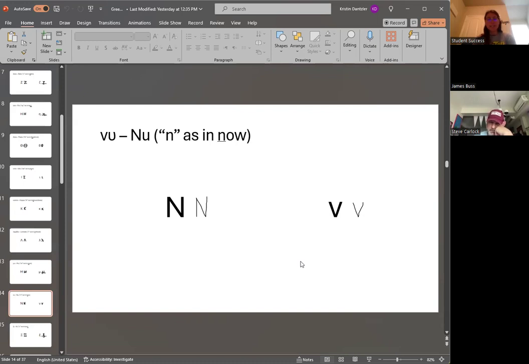Nu is their N. Again, capital letter, I love all these that make it easier for you to remember things. Capital letter looks like our N. Lowercase nu looks like a V. So that'll be something to get used to.